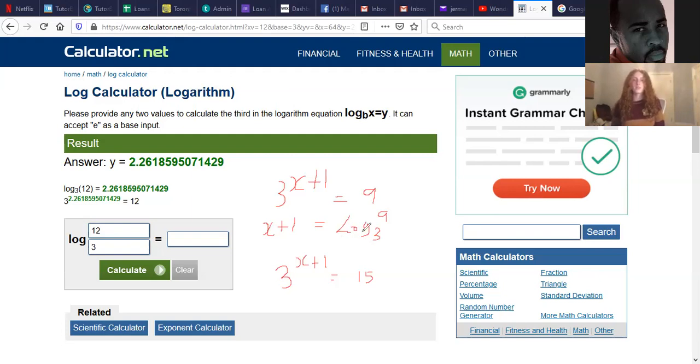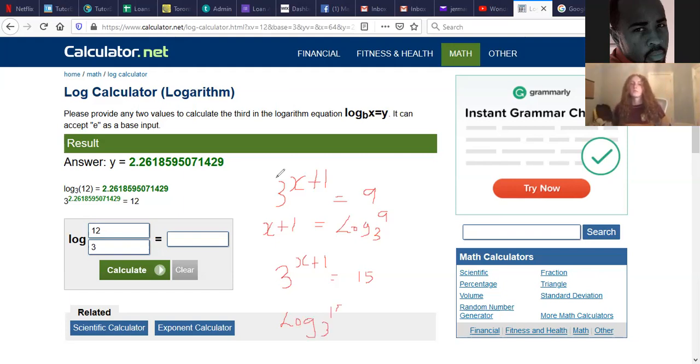Do we know what log base 3 of 9 is? I do. What is it going to be? 2. Then subtract the 1, and there you get 1. So now you apply the same principle here: log base 3 of 15, and then subtract 1 from that answer.